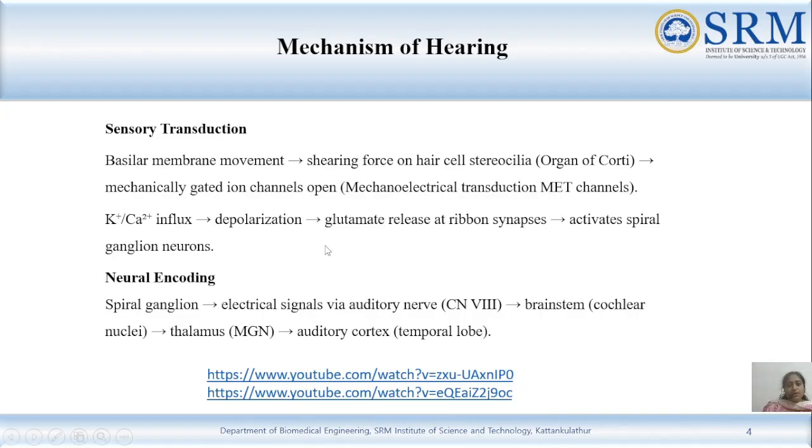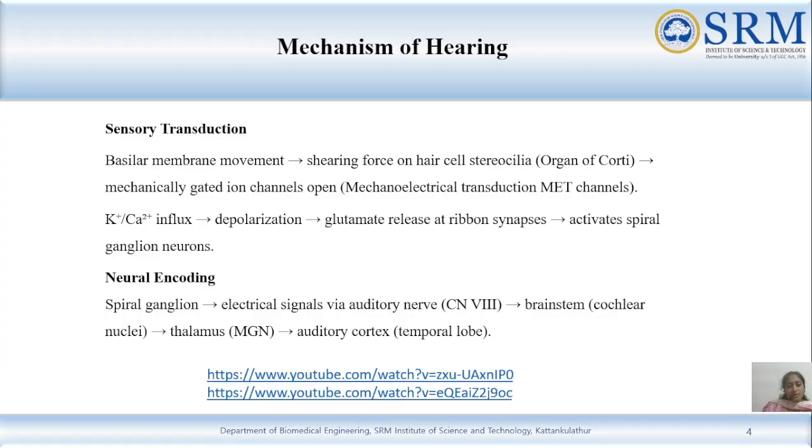Next, coming to the sensory transduction. So the basilar membrane movement causes a shearing force on the hair cells, which are also called the stereocilia, and this is the organ of Corti, which is responsible for the hearing. In this stereocilia, there are mechanically gated ion channels which open based on the pressure variations. So these channels are mechanoelectrical transduction, or MET, channels.